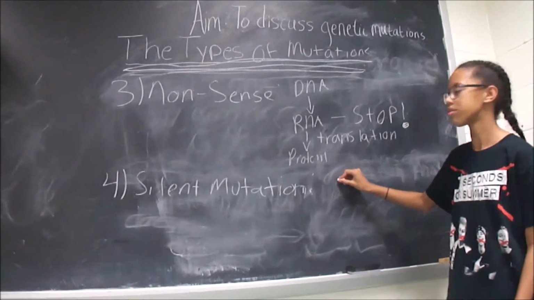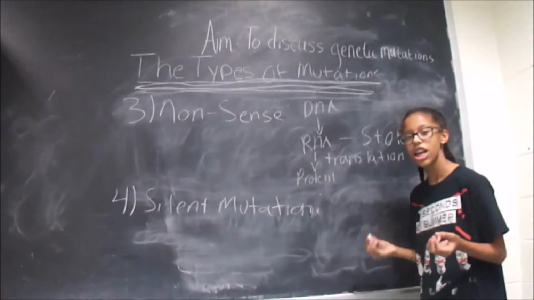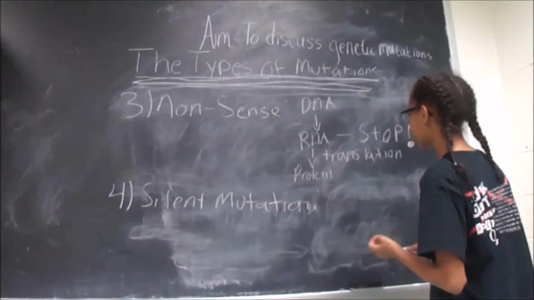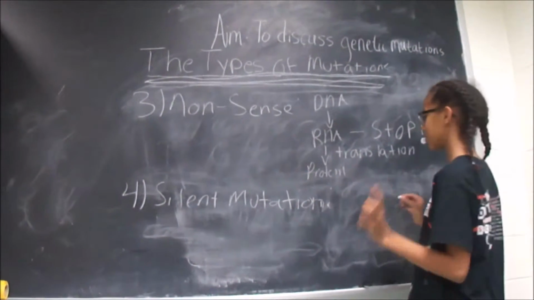A silent mutation is a mutation that doesn't change any of the physical or observable characteristics of the organism in which they occur. Take down this definition.